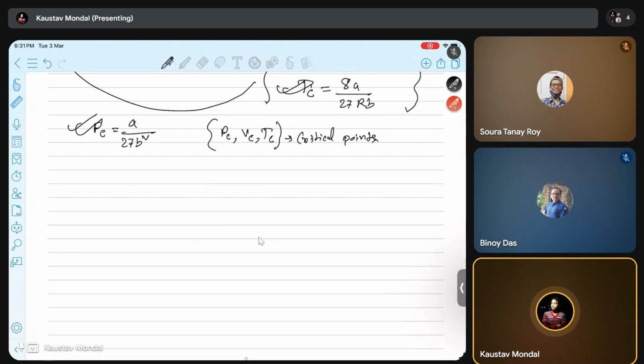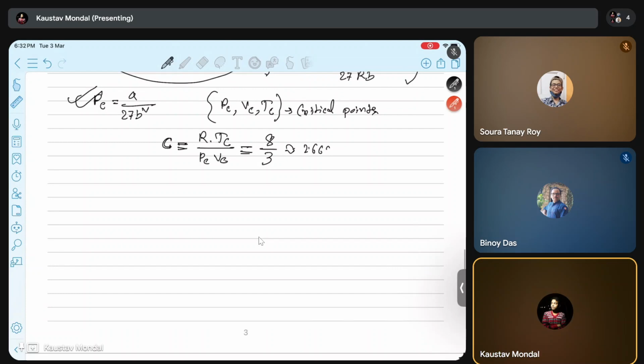You can also calculate the ratio of these three things, that is R Tc by Pc Vc. So this is a non-dimensional thing. That would basically give you 8 by 3, that is close to 2.666. Now for the ideal gas case we know this ratio is equal to 1 for an ideal gas.